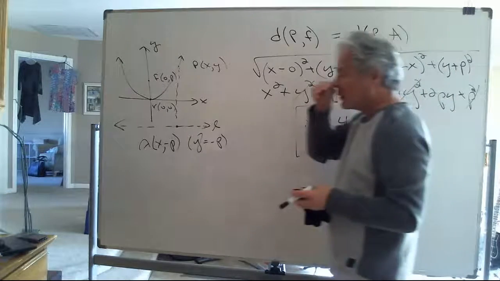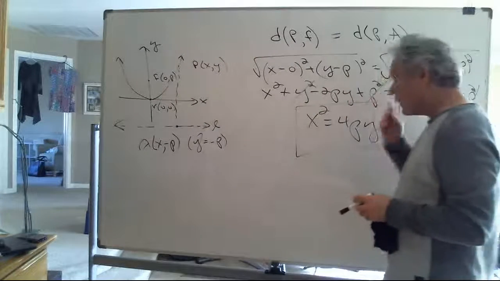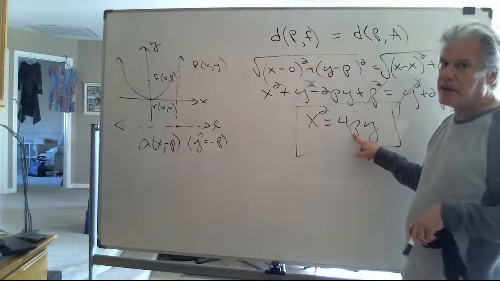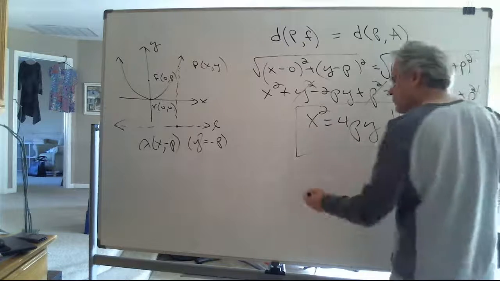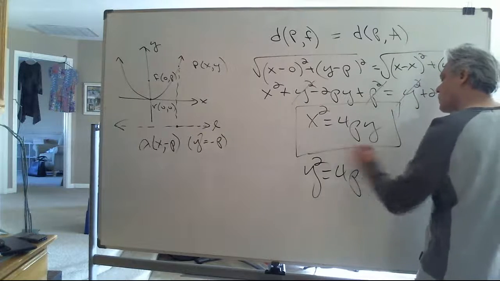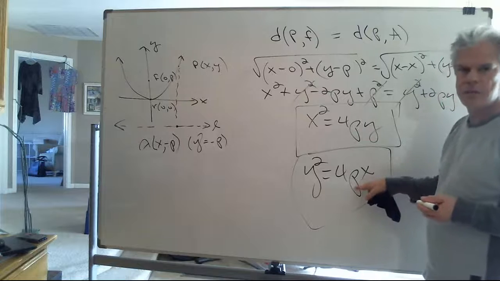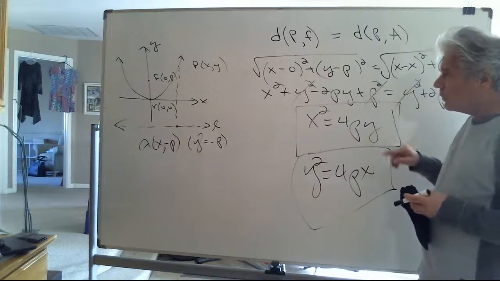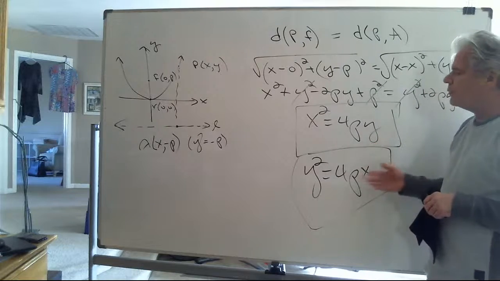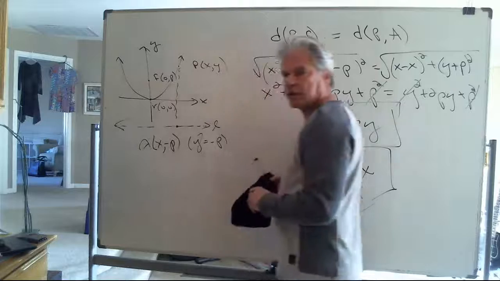If the vertex is at the origin, it opens up. If it opens down with the vertex at the origin, the equation is not going to change. It's just that p is understood to be negative. If it opens to the right, it would look like this. And if it opened left, same thing, but the p is understood to be negative. Now, notice the significance of p. If you can get the equation of a parabola in one of these two forms, p is the distance between the focal point and the vertex.